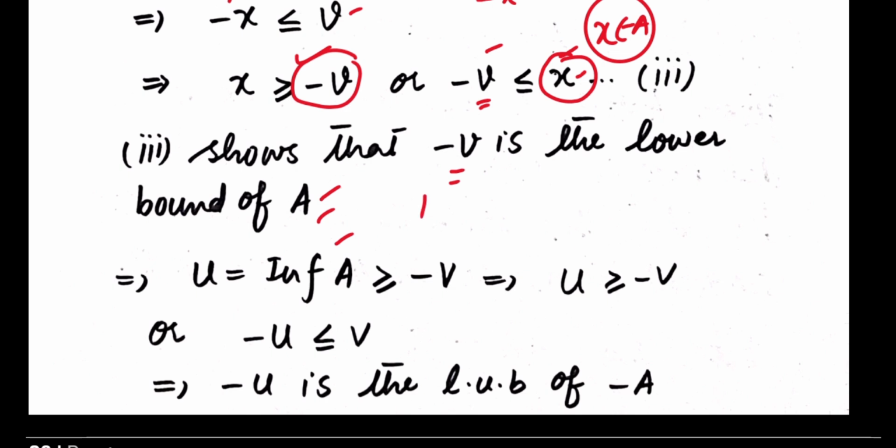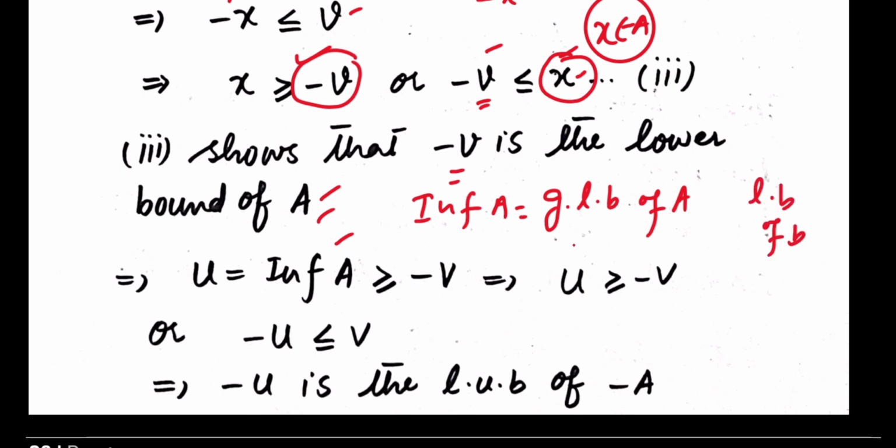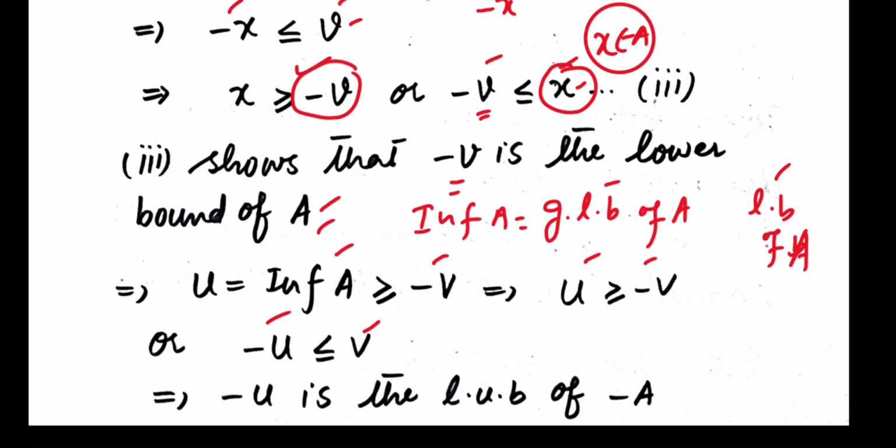Infimum of a means greatest lower bound of a, and minus v is simply a lower bound of a. So it means the greatest lower bound must be greater than or equal to a lower bound of a. So u, that is the infimum of a, that is the greatest lower bound of a, should be greater than or equal to minus v. So u is greater than or equal to minus v, or in other words, when you multiply by minus 1, we have minus u is less than or equal to v. That is our target to show.